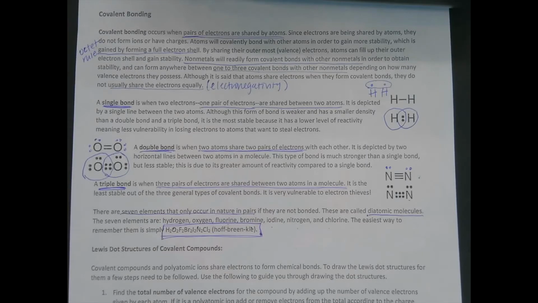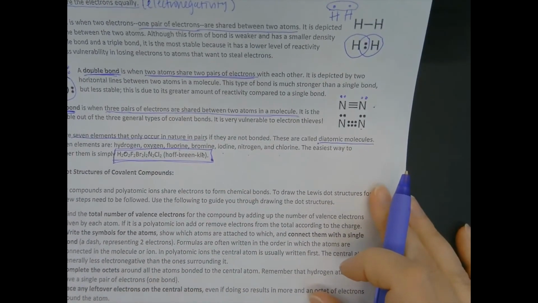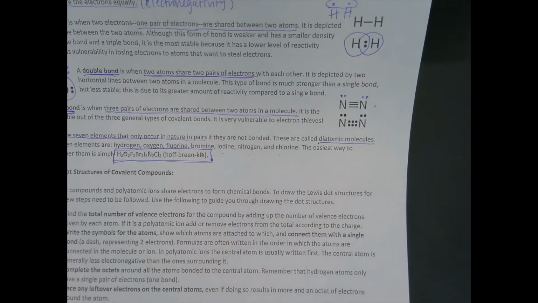Okay, so before we actually talk about the rules for drawing Lewis dot structures of covalent compounds, I want to do some Lewis dot structures. Okay, so we already looked at hydrogen, we looked at oxygen, and we looked at nitrogen. In the last unit, I said we're not really going to talk about carbon and silicon yet because they mostly share. Well, now they're going to share.